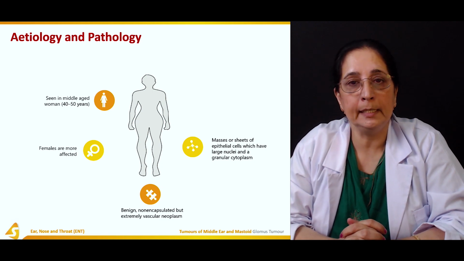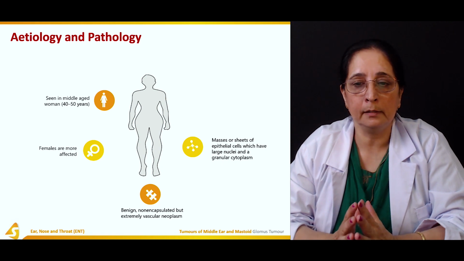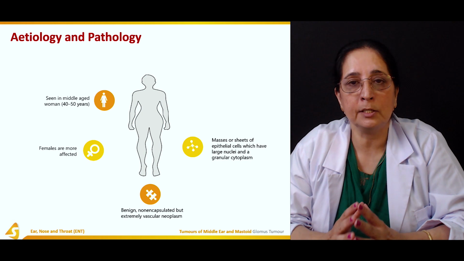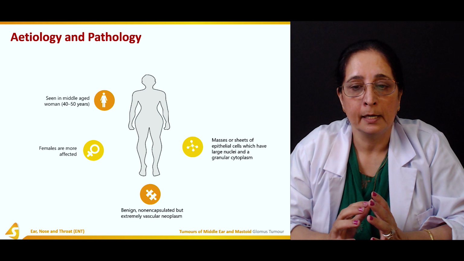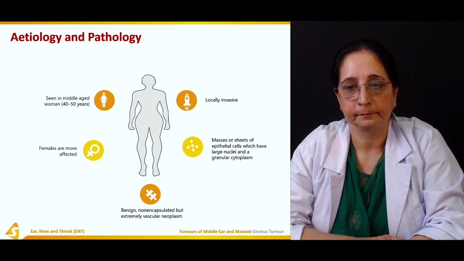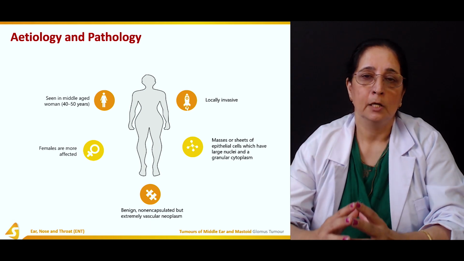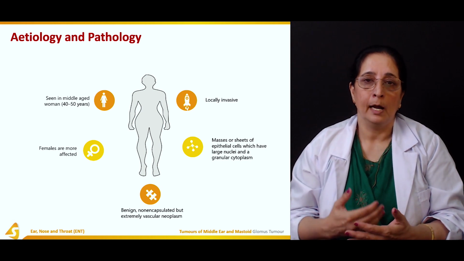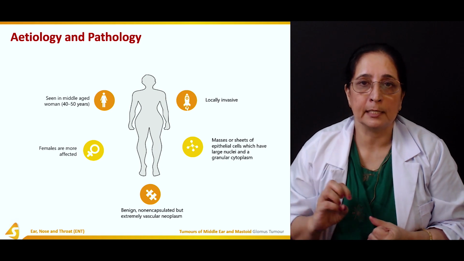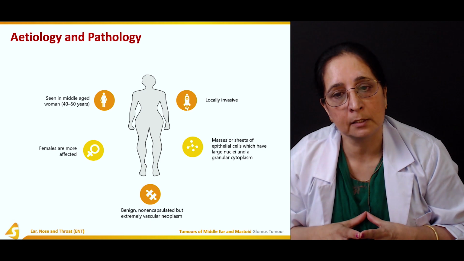Masses or sheets of epithelial cells which have large nuclei and granular cytoplasm. So this is the histological picture or microscopic appearance of the glomus tumor. There are masses of epithelial cells which have large nuclei and granular cytoplasm. Small granules are present in the cytoplasm of the glomus tumor. They are locally invasive, they are benign, so they invade locally, they cannot metastasize. So these are some important features of the glomus tumor. Highly vascular, the cells are sheets of epithelial cells with the large nucleus and granulated cytoplasm. Females are affected more. It's the disease of middle age, 40 to 50 years of age.